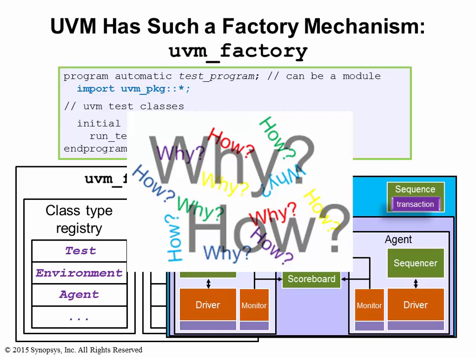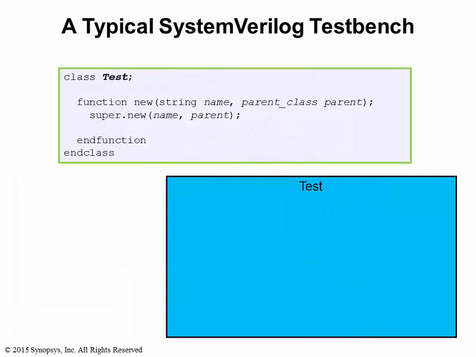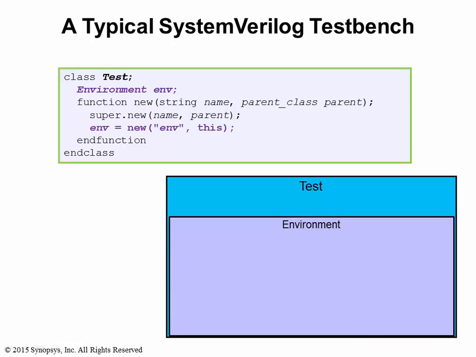To understand why we bother, let's start with a typical SystemVerilog testbench. At the very top of the testbench class structure is the test class. Within the test class, one will create an object of a class that's capable of interacting with the device under test. We typically call this class an environment. When constructing this object, one would also set its identity with the instance name and its logical parent. In this example, the instance name is env, and the parent of the environment object is the test.